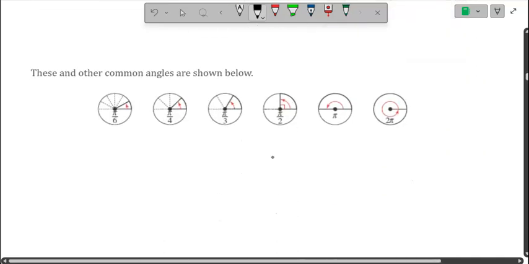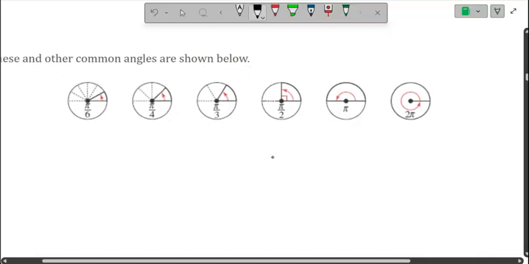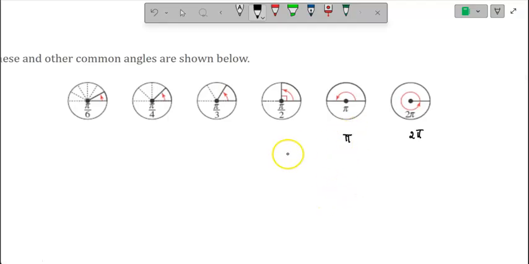And here they are, the common angles. So we have 2 pi here, that's the whole revolution. Half a circle is going to be pi. The fourth of a circle is going to be pi over 2. 1/3 of half of the circle, so that's 1/6 of the circle, is going to be pi over 3. And that's going to be only this angle, right?